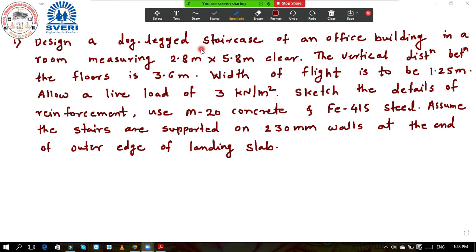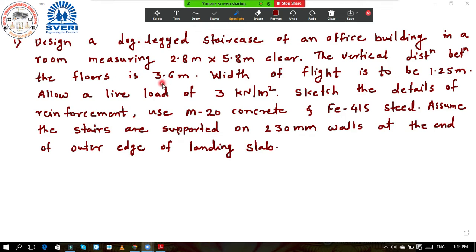Design a dog-legged staircase. In a dog-legged staircase there are a maximum of two flights. A dog-legged staircase of an office building is given in a room measuring 2.8 meter by 5.8 meter clear. So 2.8 meter by 5.8 meter is the clear space they have given to you. The vertical distance between the floors is 3.6 meter.